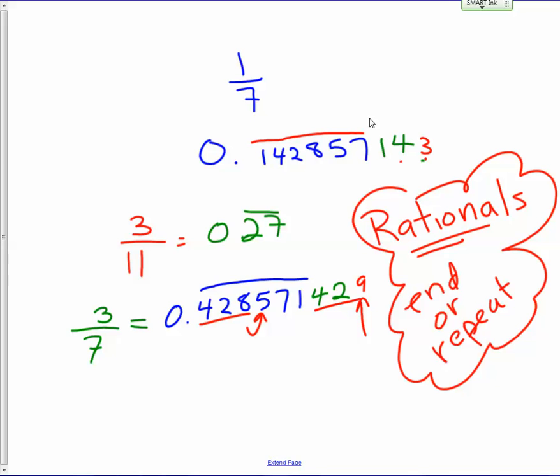The answer is literally just this part from here on over. So it's just 0.142857, and you put the bar over the repeating part and drop the rest.